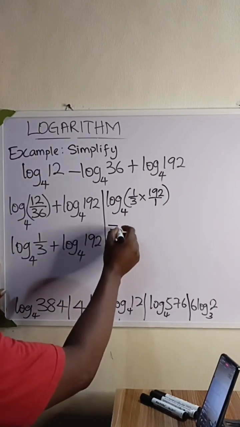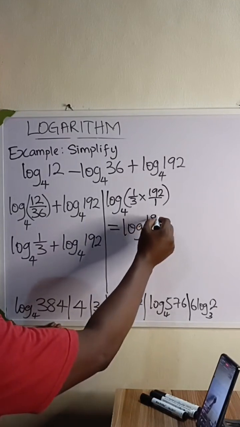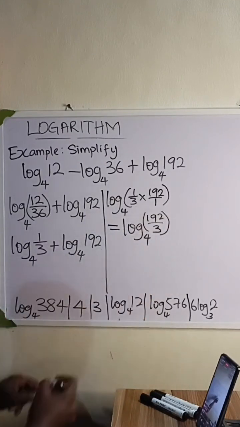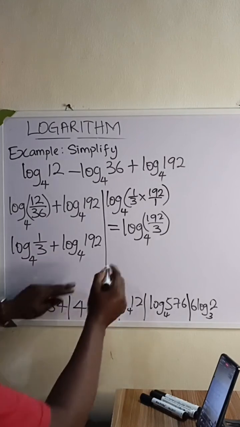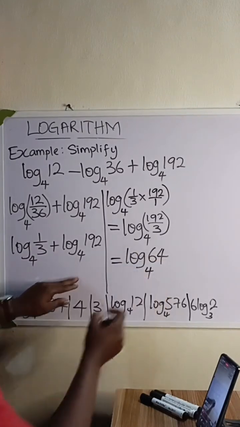Next, log 1 times 192 will give us 192. 3 times 1 will give us 3 base 4. So what is 192 divided by 3? 192 divided by 3 will give us 64, I guess. Who confirms that? 192 divided by 3, is it 64? 64. Good. So we have log 64 base 4.